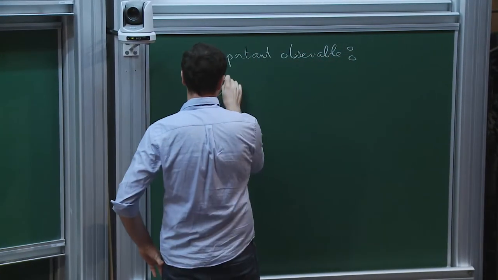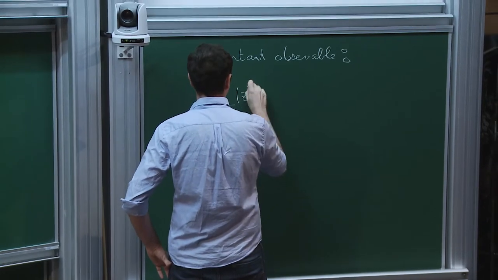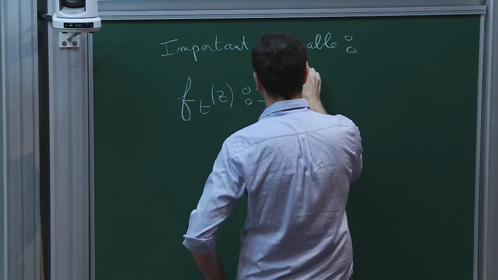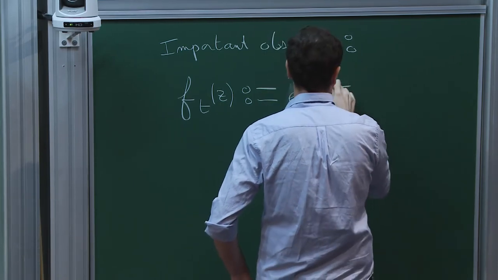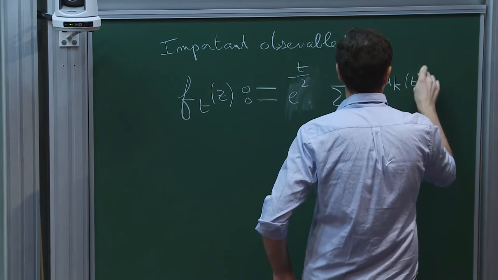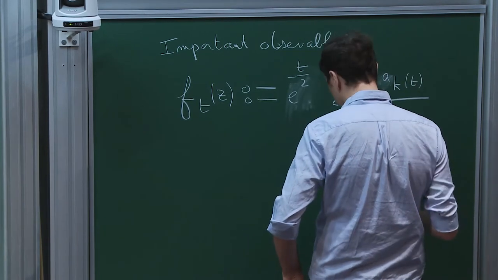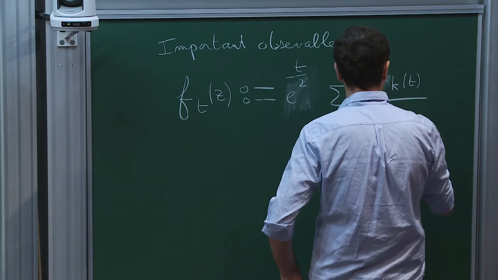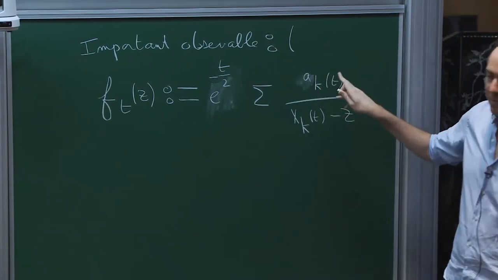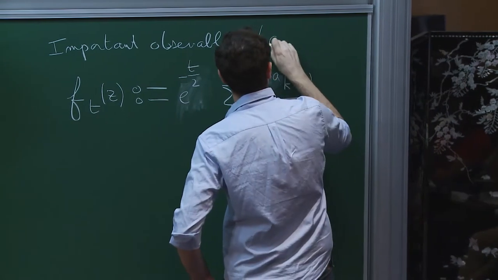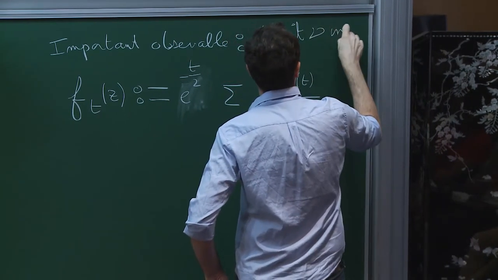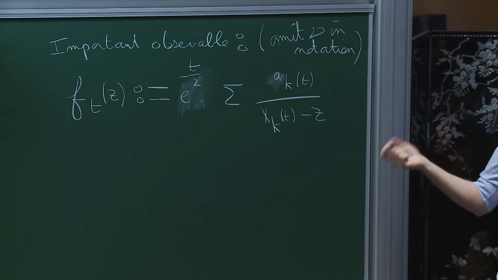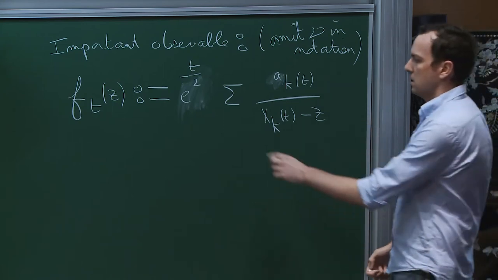You define F_t of z to be, so I need an exponential, t over 2, minus t over 2. So from now, I just omit nu in my notation, because everything I'm going to say is uniform in nu anyways. Okay, and I want to prove that for one fixed nu, this is small. So you define this object.